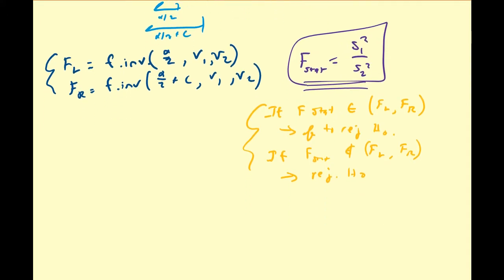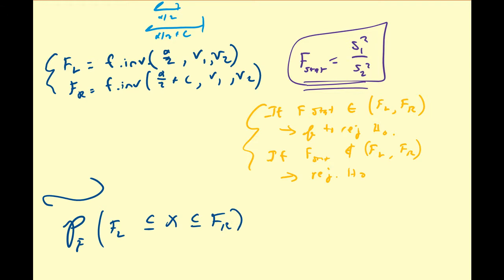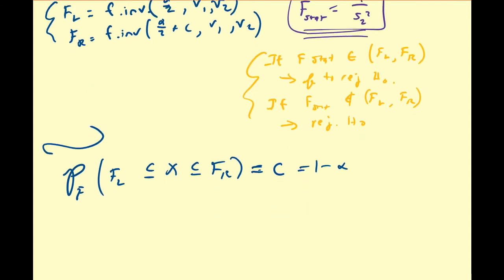So if you want to go about this from the confidence interval perspective, according to the probability distribution function, the probability that F_L is less than or equal to some variable x is less than or equal to F_R, by construction, is going to be equal to our region of confidence C, or 1 minus alpha. We already know that x follows a particular distribution, namely the one of interest, S1 squared over sigma 1 squared divided by S2 squared over sigma 2 squared.